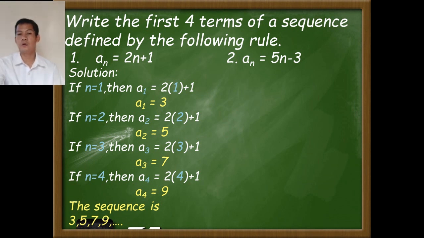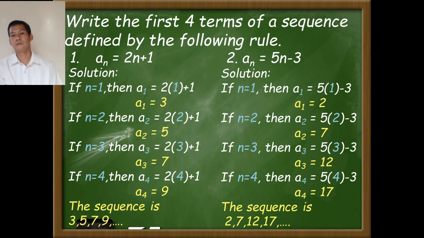Let's have the solution for rule number 2. If n is 1, then a sub 1 is equal to 5 times 1, which is the value of n, minus 3. Again, following the order of operations, we have a sub 1 equals 2. Next, if n is 2, then a sub 2 is equal to 5 times 2 minus 3. The second term is 7.